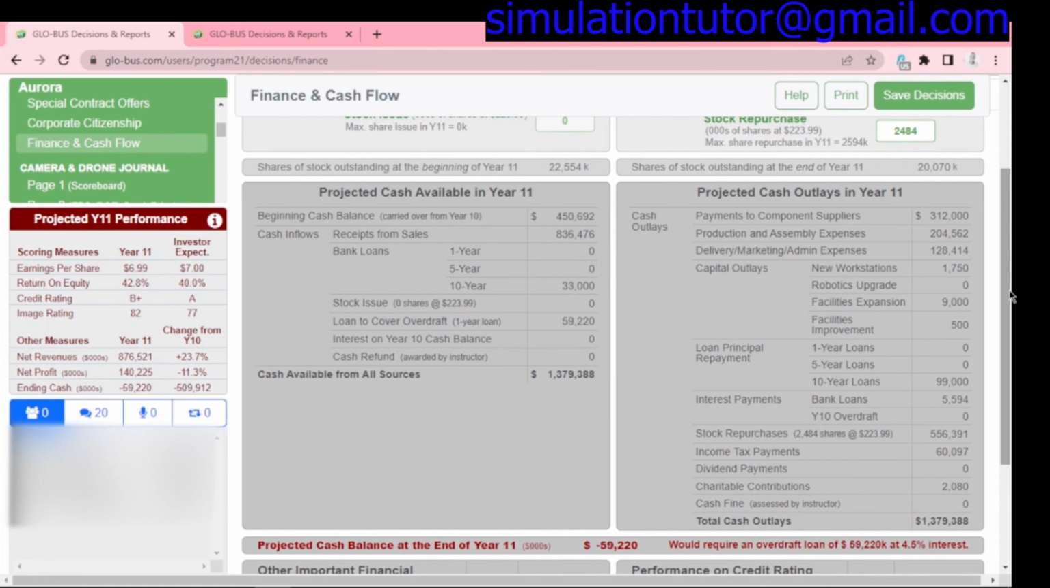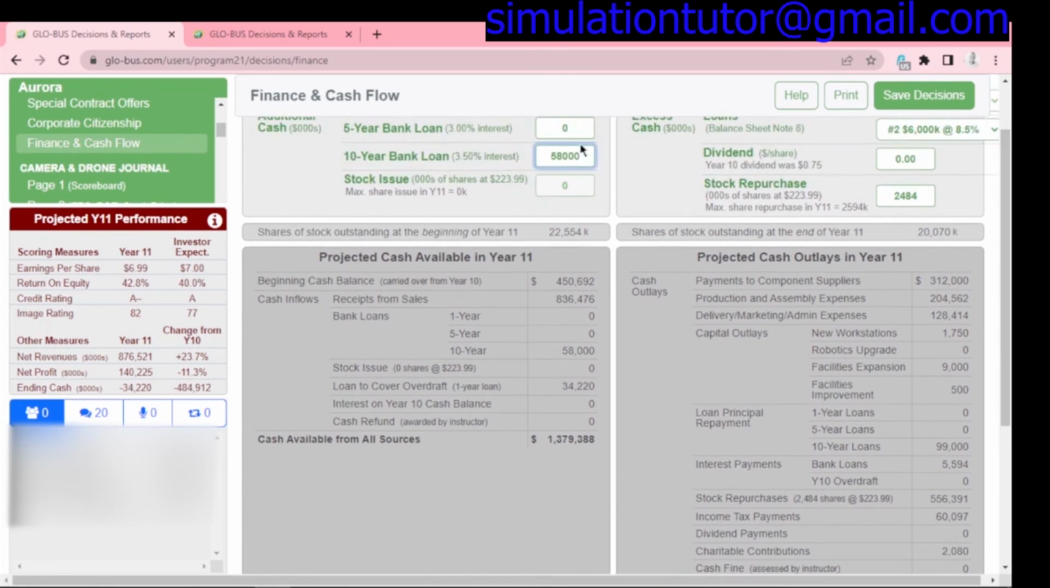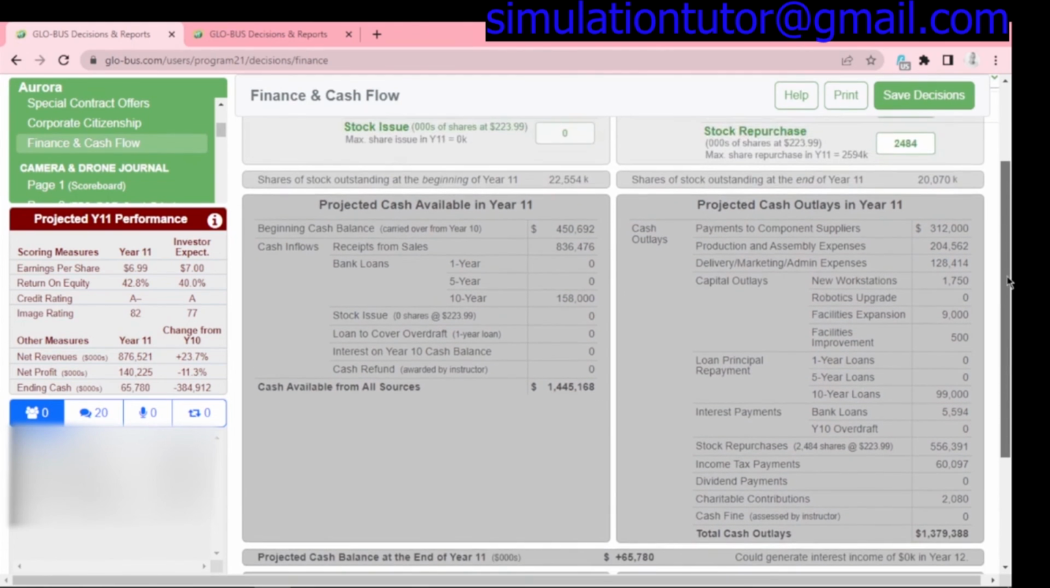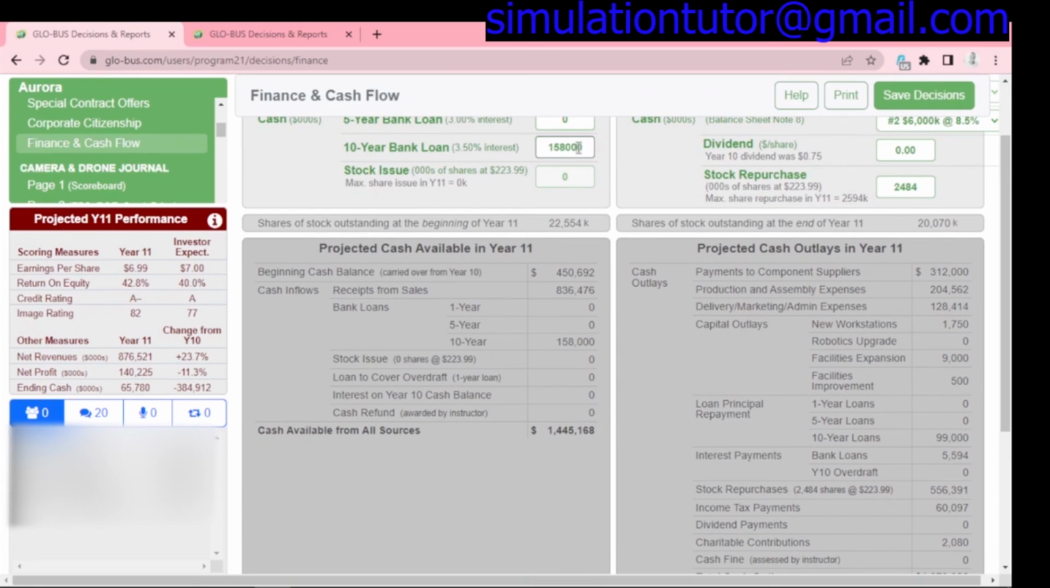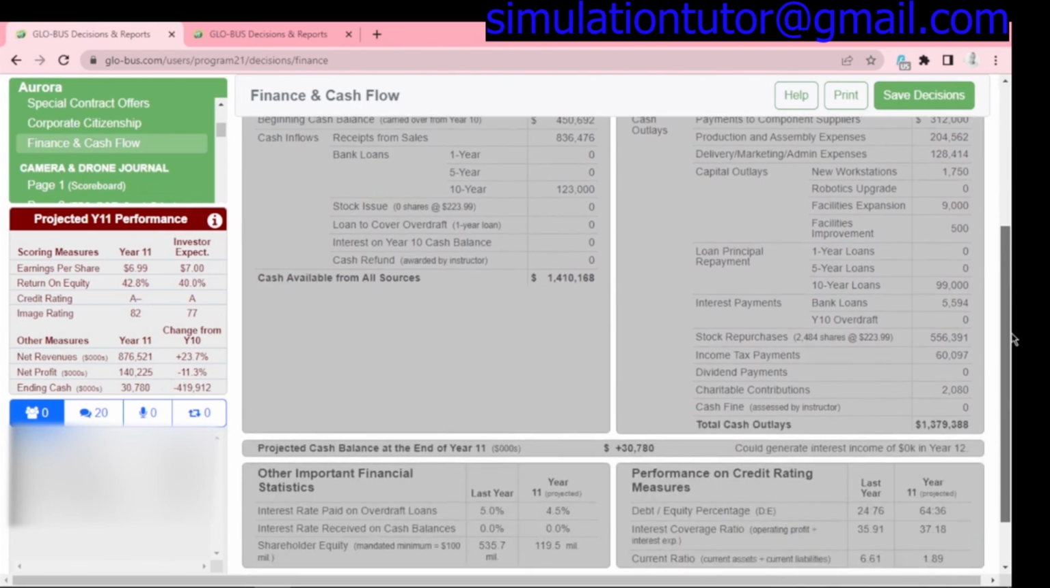Let me increase the amount of loan I'm taking, because I don't want to have a negative number. So instead of 58, let's make it 158 and see. So 65. I have a projected cash balance of about 65,000. I think that's also too high. I want a cash balance of about 40 or maybe 30, so I can lower the loan that I'm taking. I think an ending cash of 30 is not a bad decision.